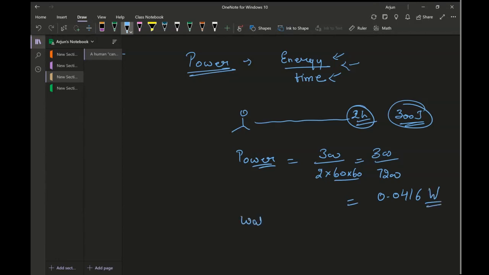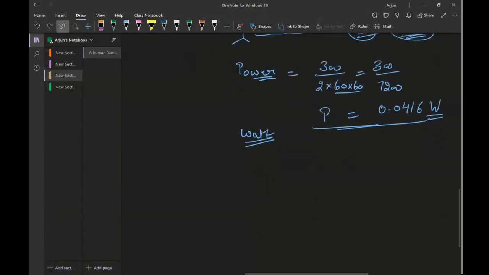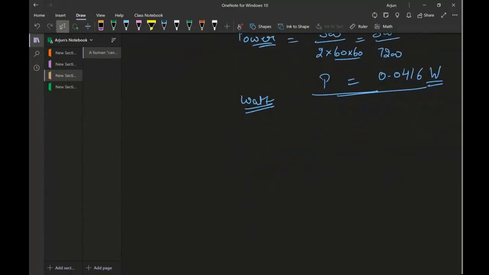It is WATT. Watt was the scientist who first talked about power, so the unit is named for him, like the force unit belongs to Newton. Okay, so that's what power is, energy per unit time.